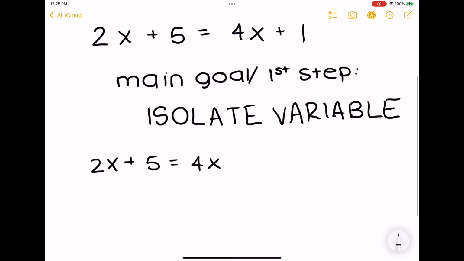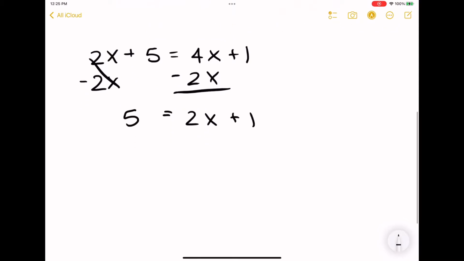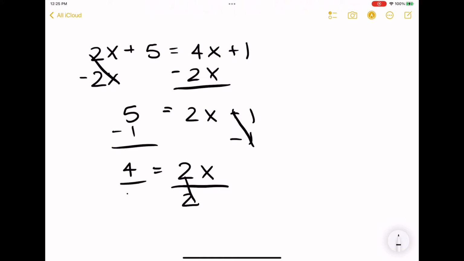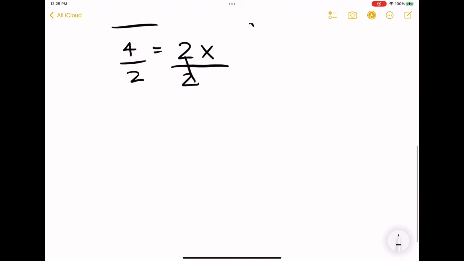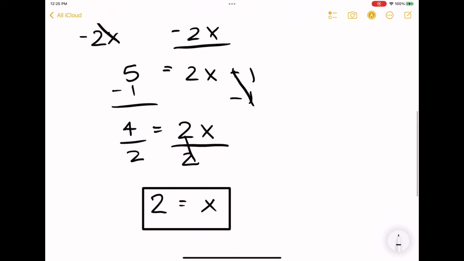So in this case, 2x plus 5 is equal to 4x plus 1. How would we isolate the variable? Well, we would isolate the variable by subtracting 2x from both sides of the equation to keep the equation balanced. And therefore, here you have the equation with the variable isolated onto one side. And then we go ahead and solve this like a normal equation, and we'll subtract 1 from both sides, get 4 is equal to 2x, divide by 2 on both sides to find out what x is, and we get x is equal to 2.